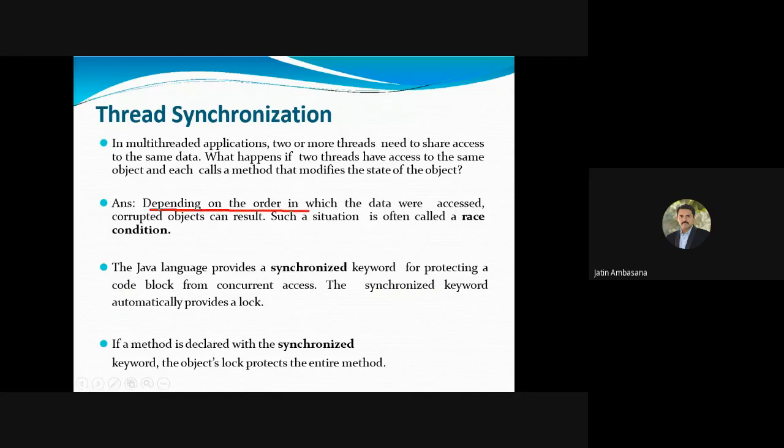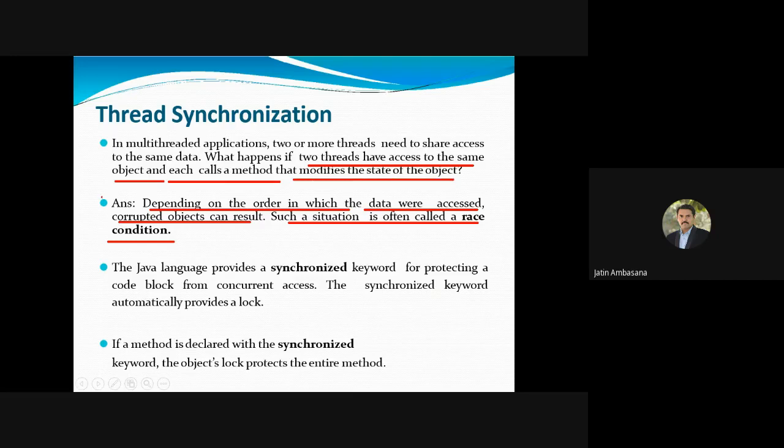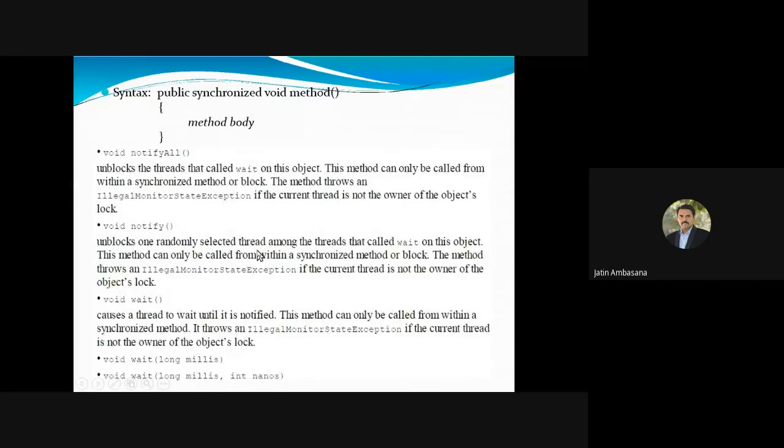Depending on the order in which the data is accessed, corrupted objects can result. Such a situation is called a race condition, when two threads have access to the same object and each calls a method that modifies the state of the object. So it can create a corrupted object. What you do is, with the method that you are going to access with the thread, you make it synchronized. So only one thread at a time can enter this method. As simple as that. Other threads will have to wait until that thread executes and completes this particular method.